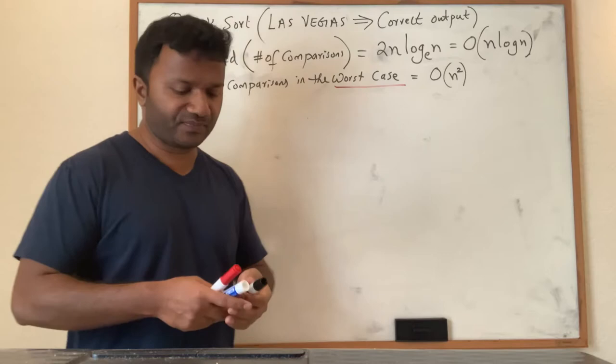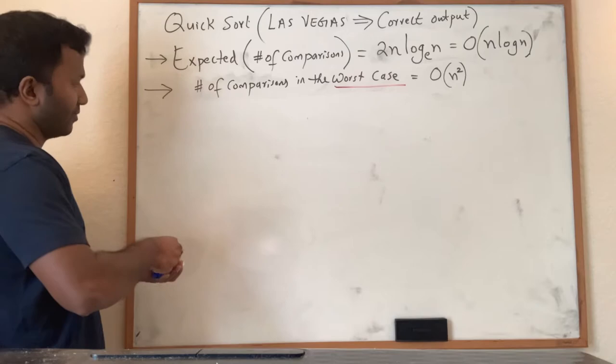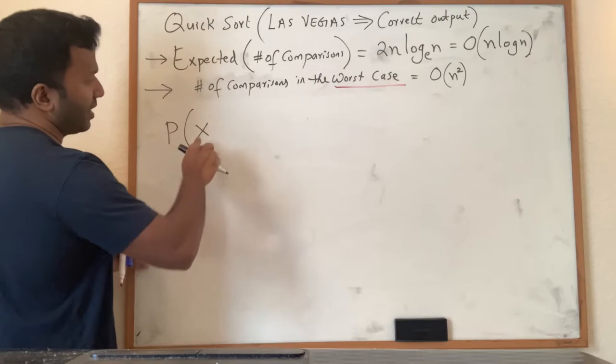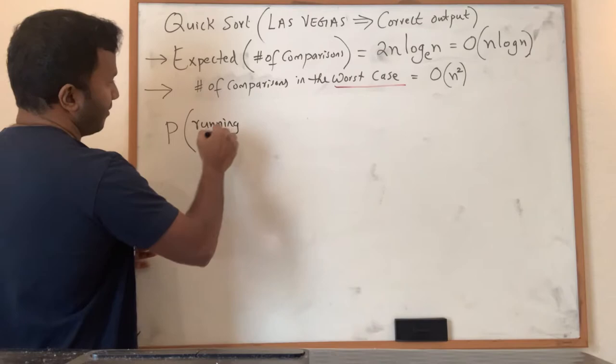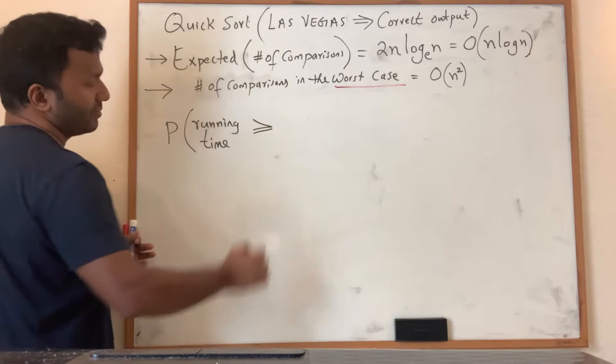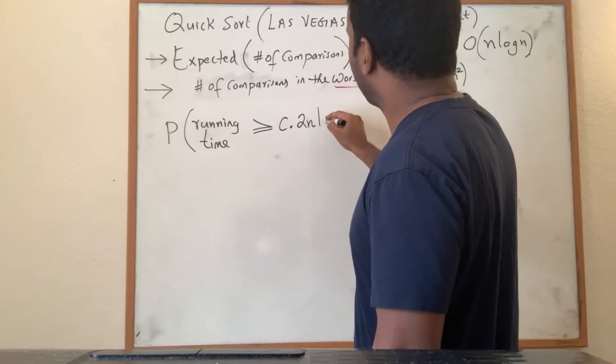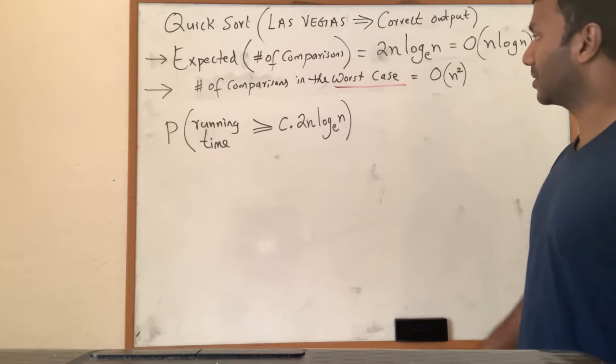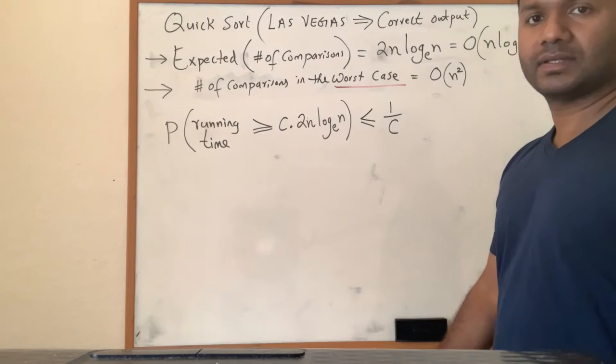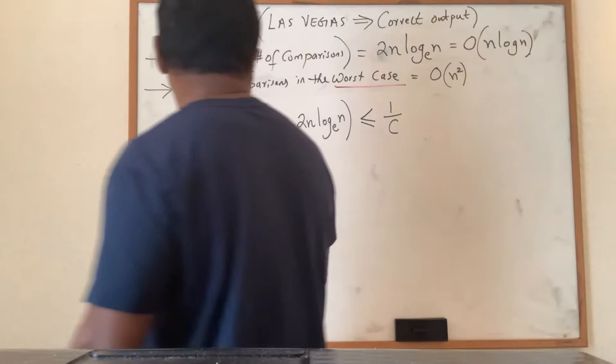For that, what I'm going to show you is the following result. Can I do something like this? The probability that my actual running time is more than some factor, let's say C times my expected running time. My expected running time is 2n log n. Can you somehow give a bound on this? And the answer is yes, I can bound it by 1/C. And this bound comes from what is known as Markov's inequality.